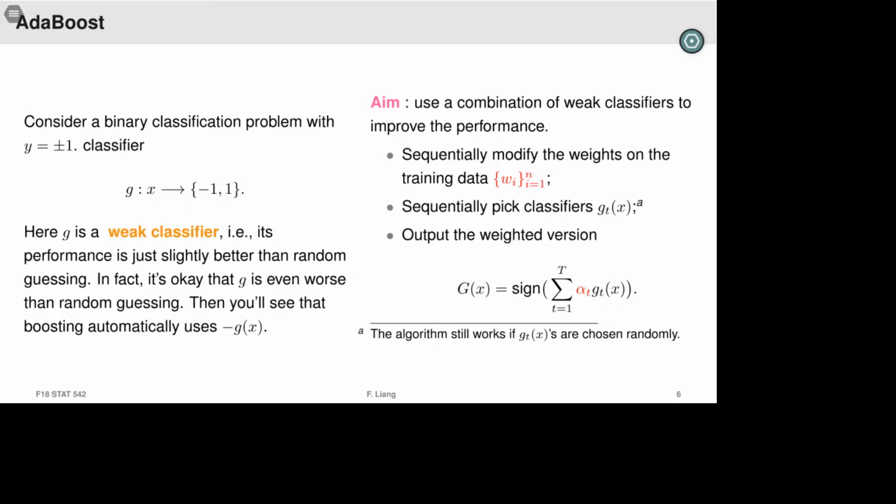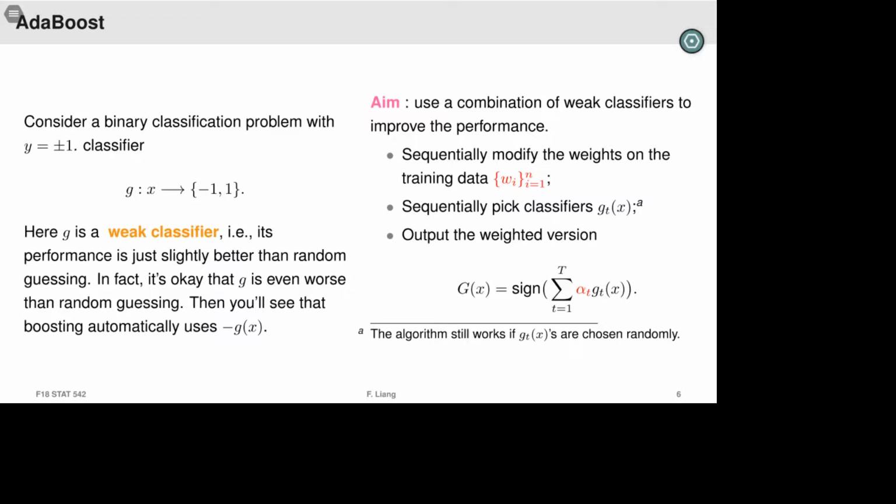Usually we focus on the so-called weak classifier, in the sense that we don't want to try too much to pick a good classifier. As long as your performance is slightly better than random guessing, that'll be fine. Actually, we can even take a classifier that's worse than random guessing, meaning your error is bigger than half, because that's easy. You just flip the label, you predict with minus G, and that means you're going to be better than random guessing. You're going to find that boosting will automatically use minus G. But when the error is exactly equal to a half, indeed there's going to be a problem, as you can find out.